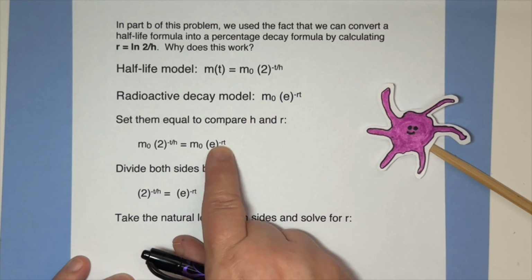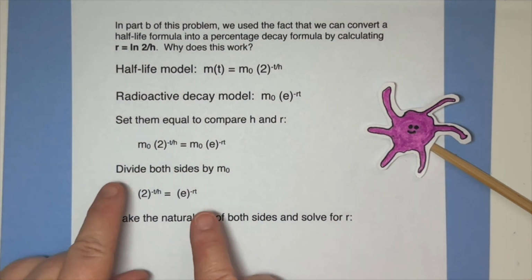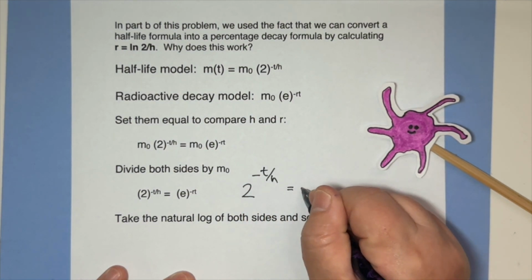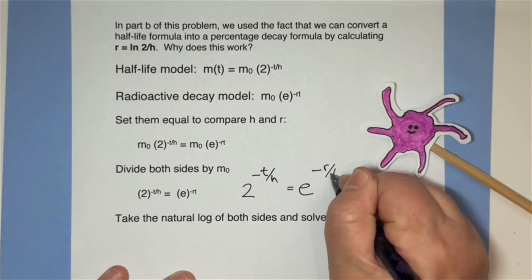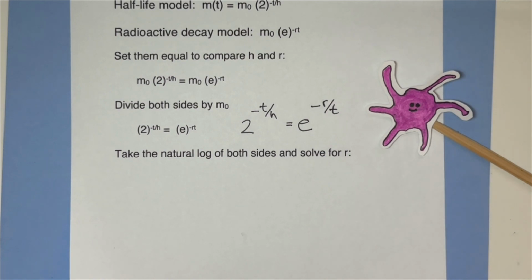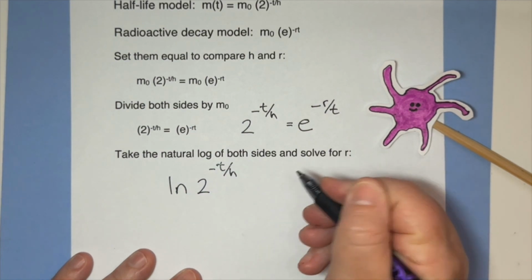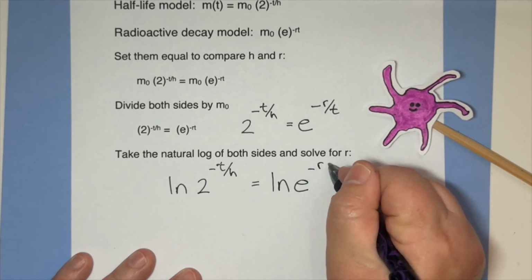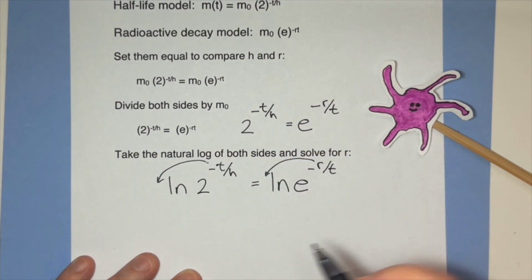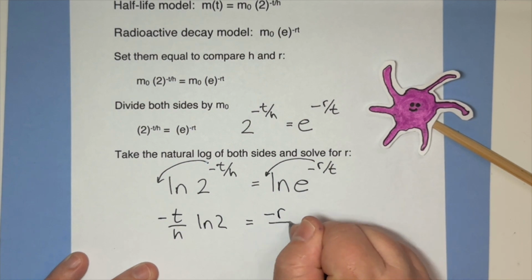Let's compare the two. I divide both sides by the initial mass, so it cancels out. So I end up with 2 to the negative t over h equal to e to the negative r over t. What's suggested is that we should take the natural log of both sides. Natural log of 2 to the opposite of t over h equals natural log of e to the opposite of r over t. Now remember what happens with logs. Logs mean that exponents come flying down in front. So I get the opposite of t over h times natural log of 2 equals the opposite of r over t.